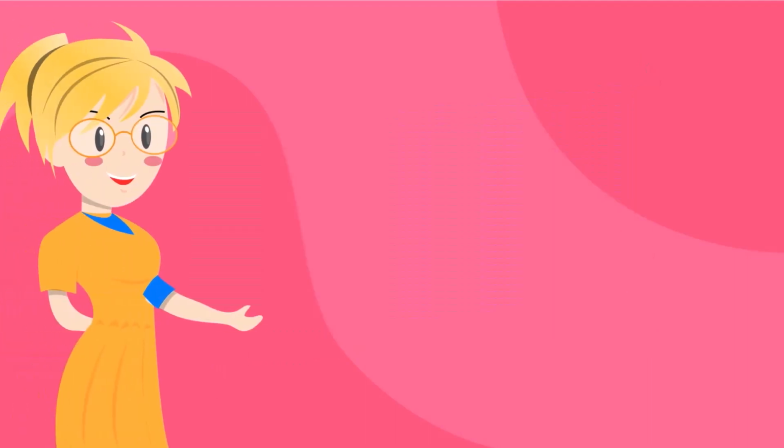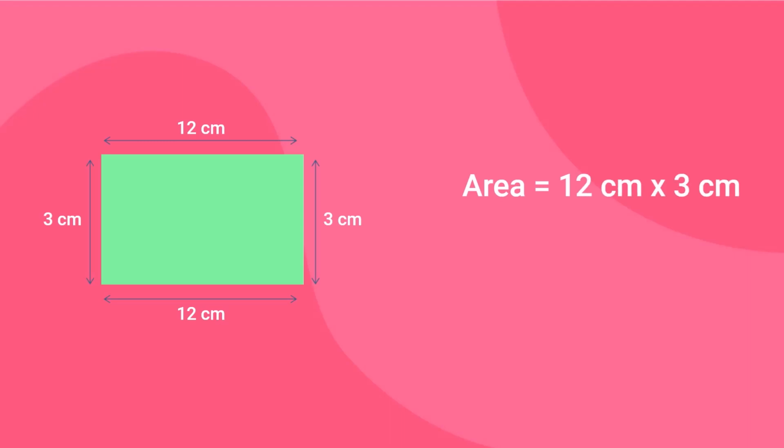To calculate the area of a rectangle, we use the formula length times width, because the sides of a rectangle are not the same. For example, if we have a rectangle with length of 12 centimeters and width of 3 centimeters, the area of the rectangle will be 12 centimeters times 3 centimeters, which gives us 36 centimeters square.